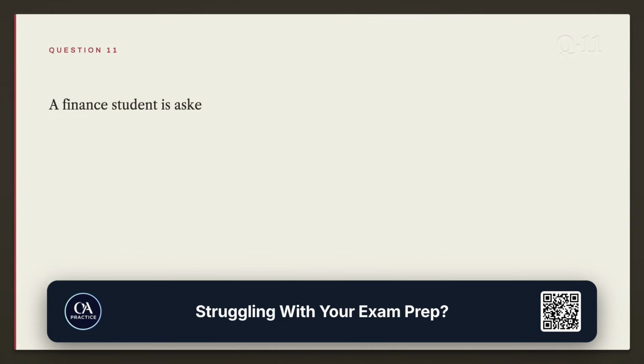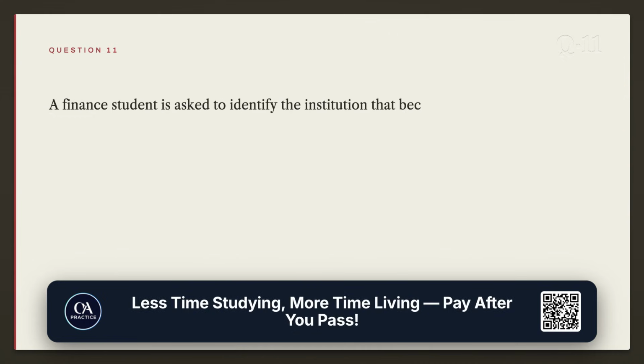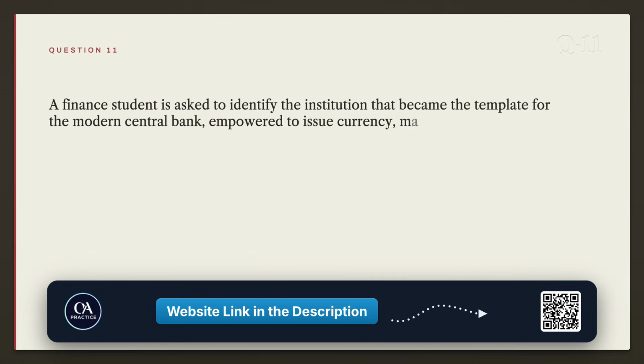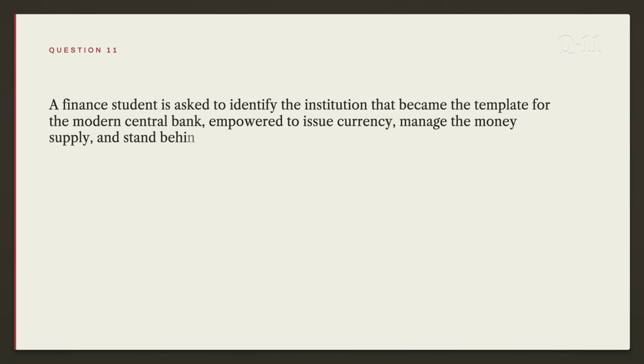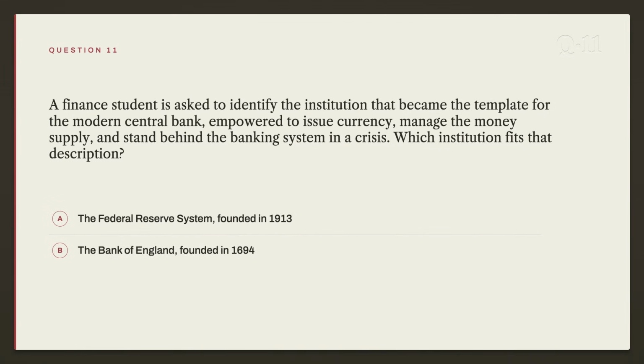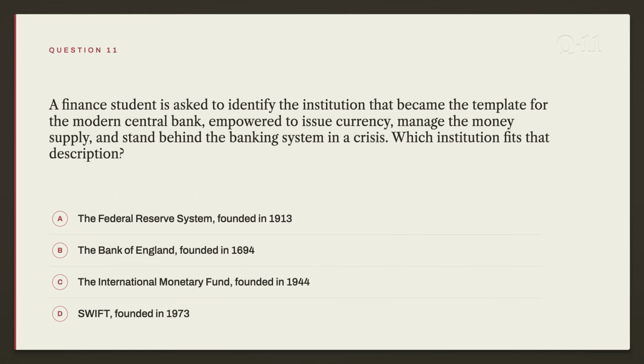Question 11. A finance student is asked to identify the institution that became the template for the modern central bank, empowered to issue currency, manage the money supply, and stand behind the banking system in a crisis. Which institution fits that description? Your options are A. The Federal Reserve System, founded in 1913. B. The Bank of England, founded in 1694. C. The International Monetary Fund, founded in 1944. D. SWIFT, founded in 1973. Before I reveal it, which one do you think is right?